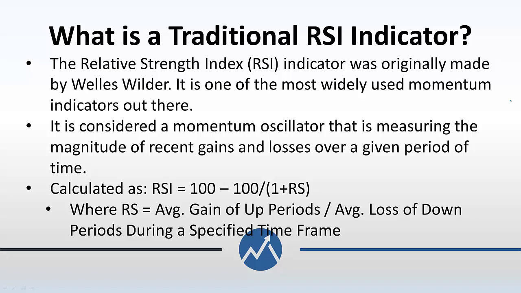And the math behind it is RSI, so the indicator line, equals 100 minus 100 divided by 1 plus RS. And RS stands for relative strength. And RS is calculated by taking the average gain of the up bars during a given period divided by the average loss of the down bars during a given period over a specified period of time. So pretty simple math behind what RSI is. Again, 100 minus 100 divided by 1 plus RS.